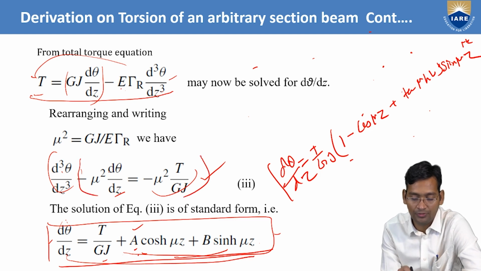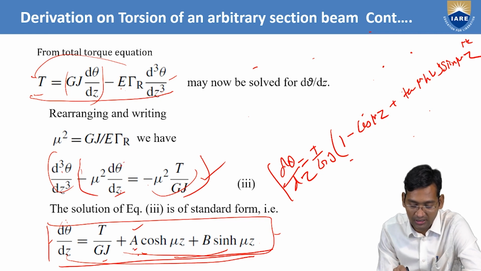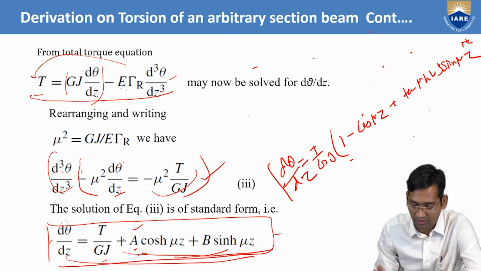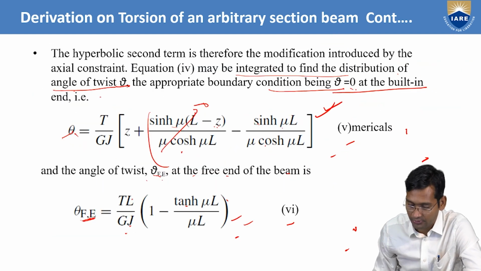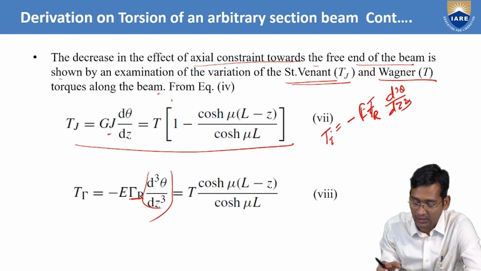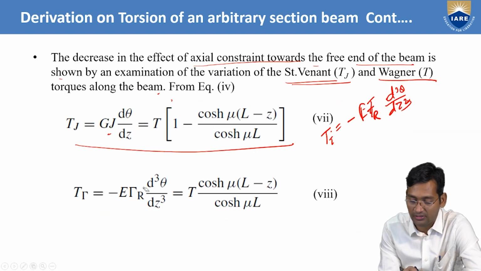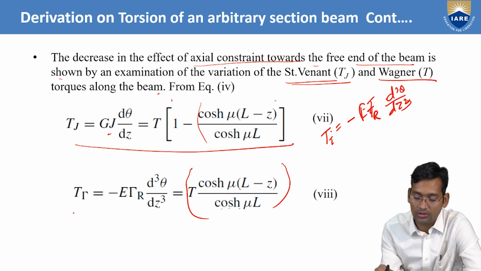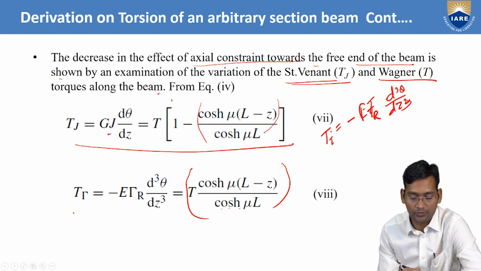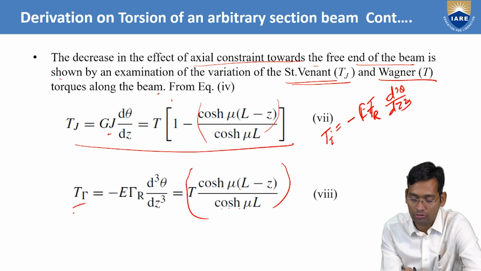We can take that side. So this will be minus μ² GJ by μ² dθ by dz. Now dθ by dz, again we have to replace what we got, this value. So after simplifying this one, what we will get? That T equals to cos μ(L minus z) by μ into, so only this term will be left. Okay, so this is tau r.